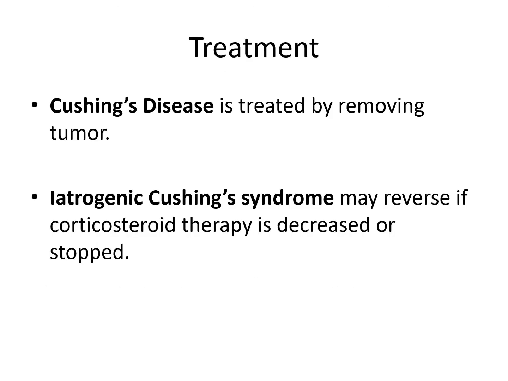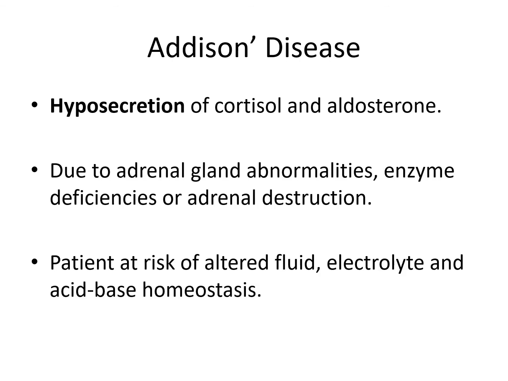So Cushing's disease is treated by removing a tumor that may cause the hypersecretion. Now, how do you treat iatrogenic Cushing syndrome? Well, it can be reversed if the corticosteroid therapy is decreased or stopped. Addison's disease is hyposecretion of cortisol and aldosterone. So there's a decrease in the secretion of these hormones. It could be due to adrenal gland abnormalities, enzyme deficiencies, or adrenal destruction. And so a patient is at risk of altered fluid, electrolyte, and acid-base homeostasis.